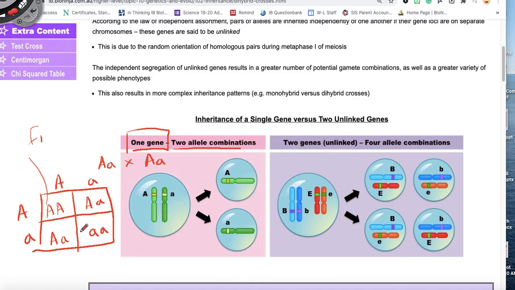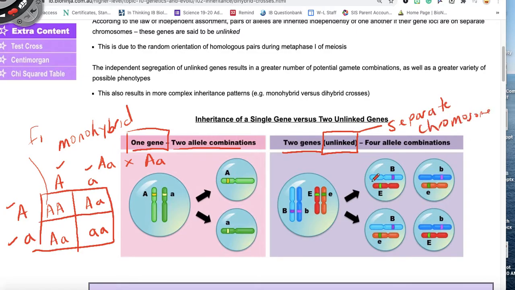And that's because of the law of independent assortment, right? These two alleles separate independent of each other, so they don't go together. All right? So when we think of one gene, we think of a monohybrid cross. Okay? Now, in contrast, you can have two genes which are also unlinked, so they are on separate chromosomes.